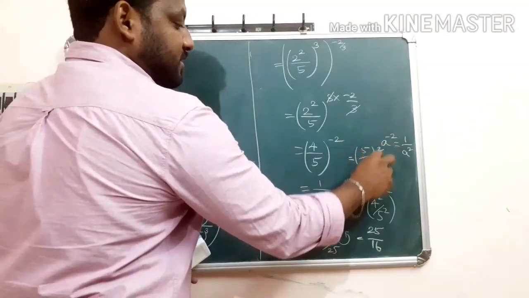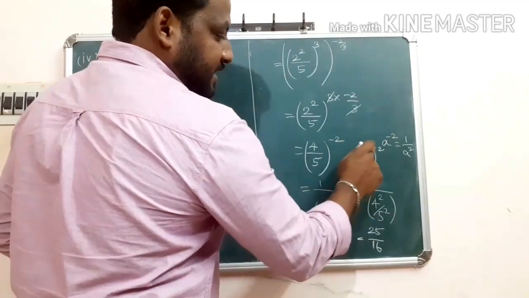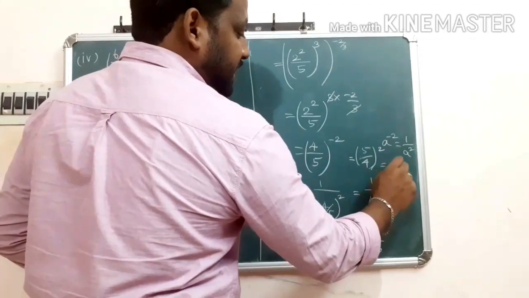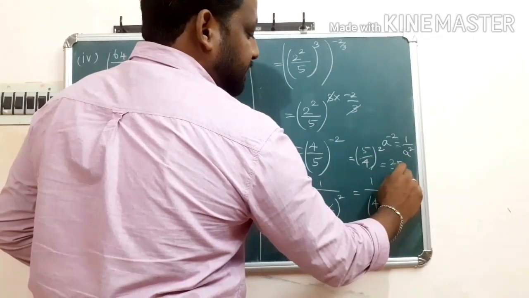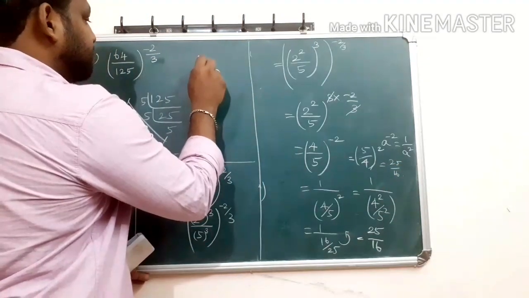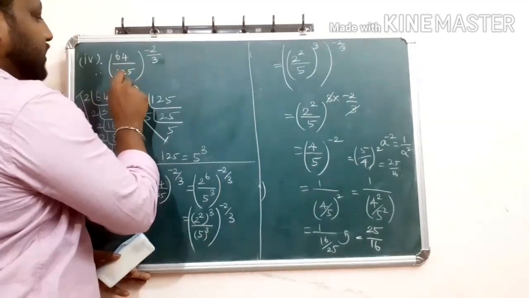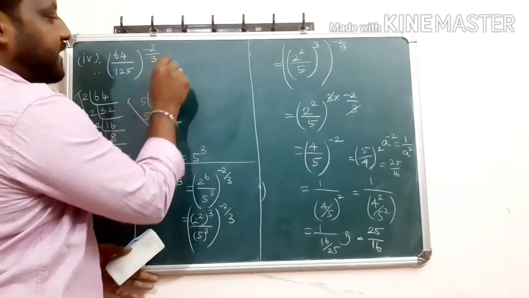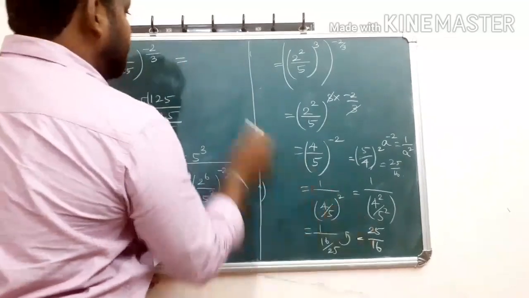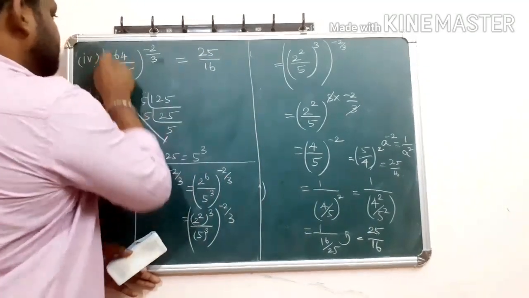And then next, inside the power, that is 5 square, then 4 square, that should be written as 25 divided by 16. So therefore, 64 divided by 125 the whole power 2 by 3 value is equal to, what is that? 25 divided by 60.